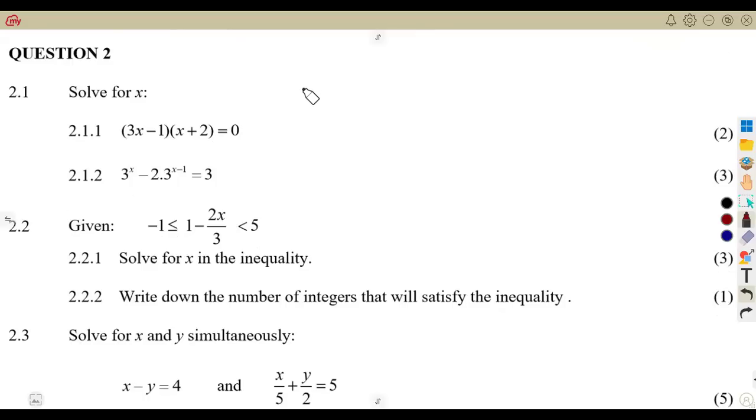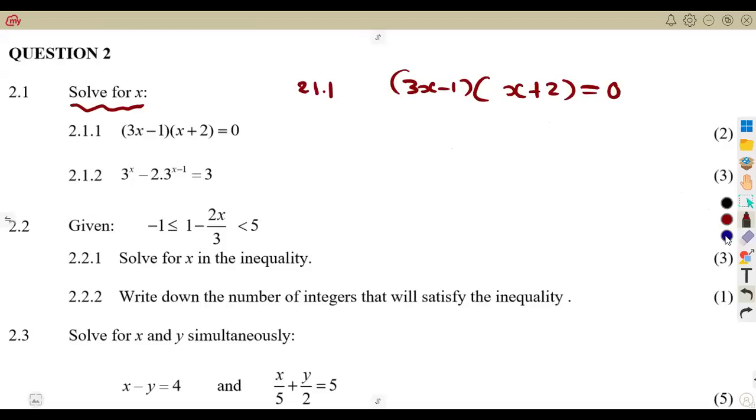On question number 2.11, it was solve for x. Whenever you're given solve for, it is to find the value of x. What is the value of x?